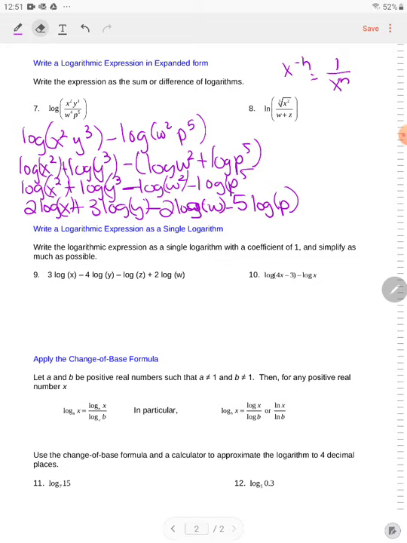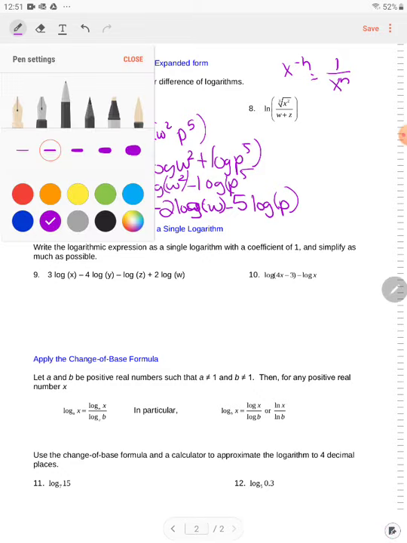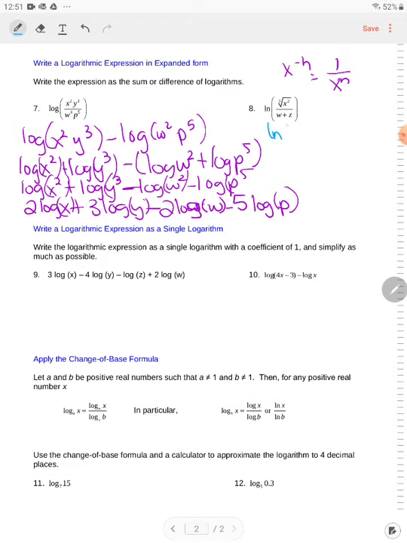Okay, so let me choose another color. I'm not sure that this pen wants to agree with this here. There it is. So let's do ln of the cube root of x squared minus ln of w plus z. Okay, so we have to rewrite that term there. So that's ln of x to the 2/3. I'm going to do this, plus ln of w plus z to the negative 1.